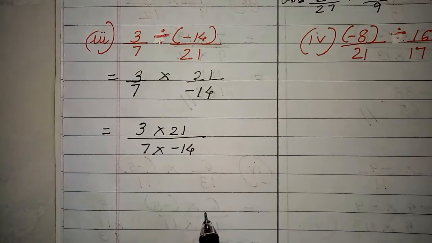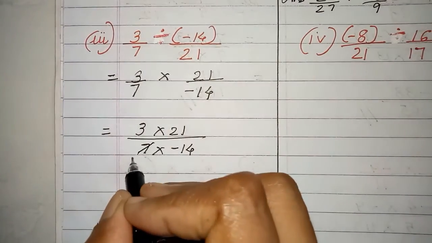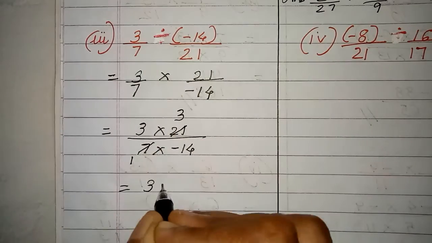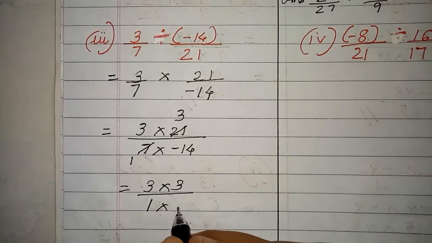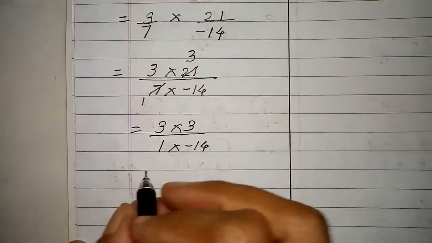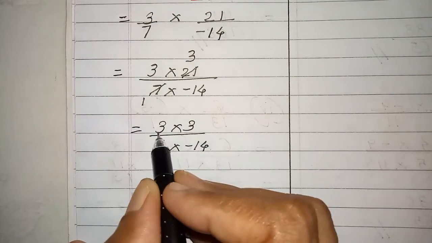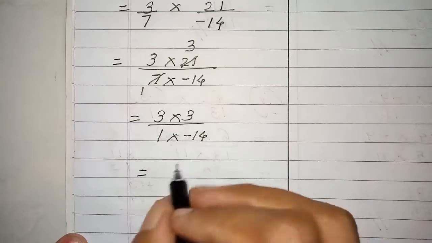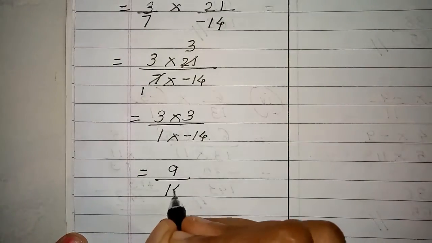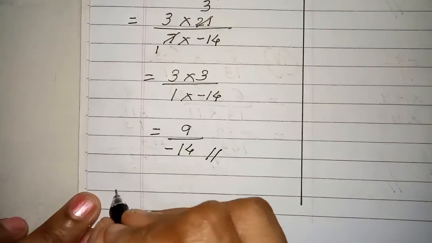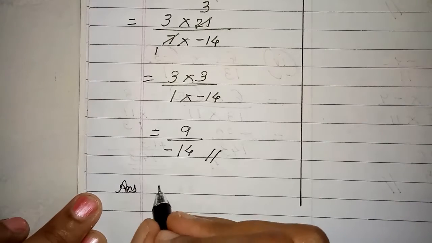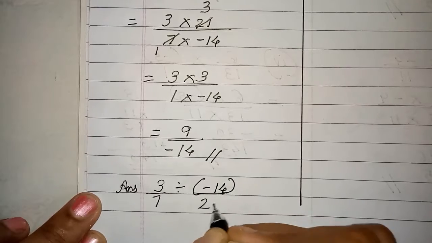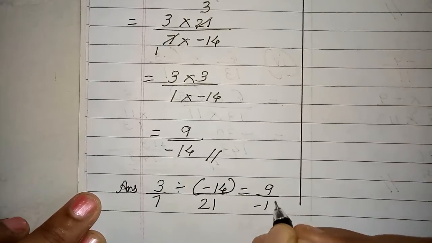Can you cancel something here, children? Yes. What can I cancel? 7 ones are 7. 7 threes are 21. So what remains? 3 into 3. 1 into minus 14. Can you cancel now? Can you cancel this 3 and this 3? No, because 1 from the numerator, 1 from the denominator. So nothing. 3 threes are 9. 1 into 14, 14 with a minus sign. So my final answer will be 3 by 7 divided by minus 14 by 21 is 9 by minus 14.